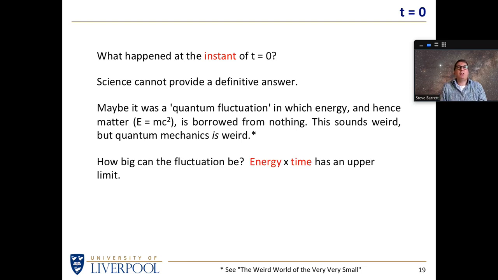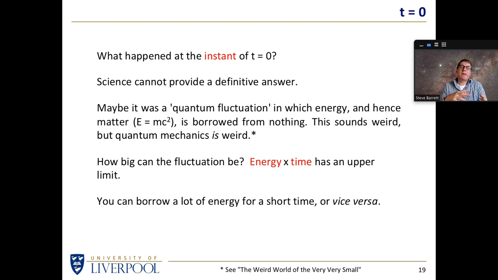How much energy can you borrow? Perhaps borrowing a small amount and making an electron is one thing, but how can you possibly borrow enough energy to make an entire universe? Well, it turns out that energy times time has an upper limit. In other words, you can borrow a lot of energy for a short time, or vice versa. It's a bit like borrowing money from the bank.